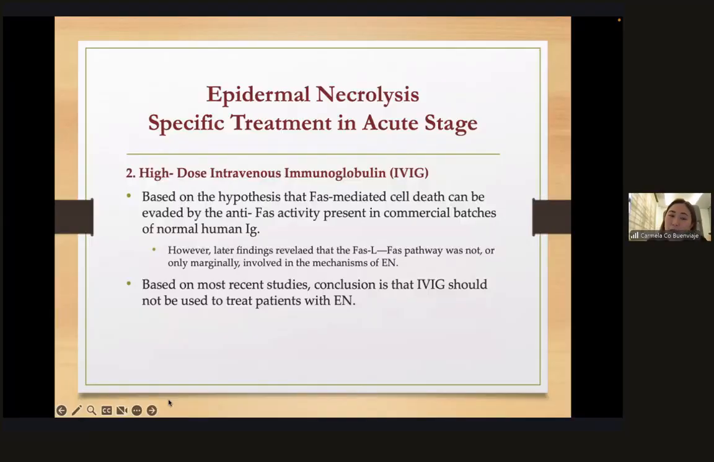Okay, next option in the acute stage would be high-dose intravenous immunoglobulin or IVIG. This is based on the hypothesis that FAS-mediated cell death can be evaded by the anti-FAS activity present in commercial batches of normal human immunoglobulin. However, later findings revealed that the FAS pathway was not or only marginally involved in the mechanisms of EN. So based on the most recent studies, the conclusion is that IVIG should not be used to treat patients with EN.